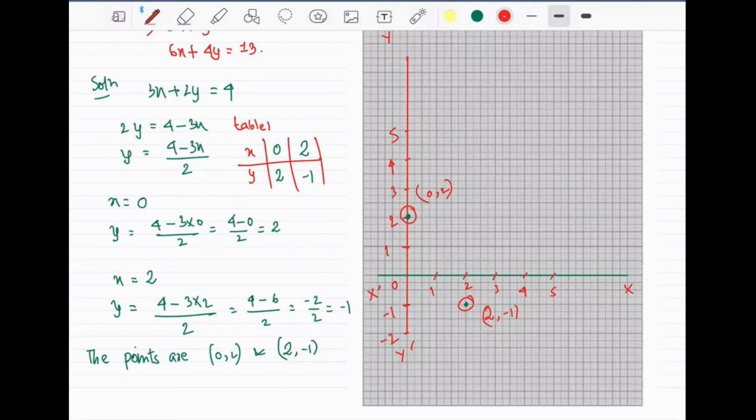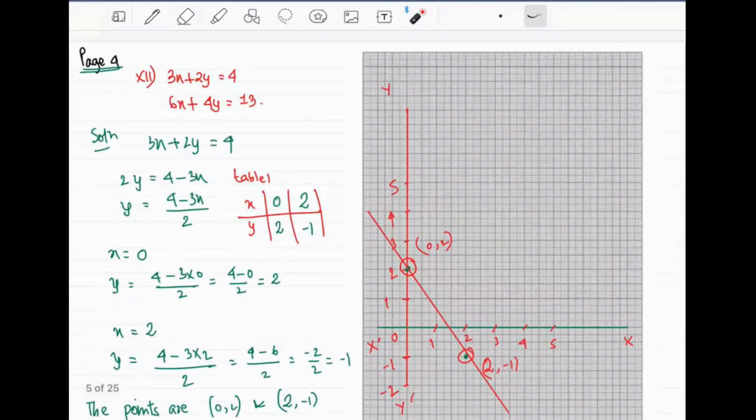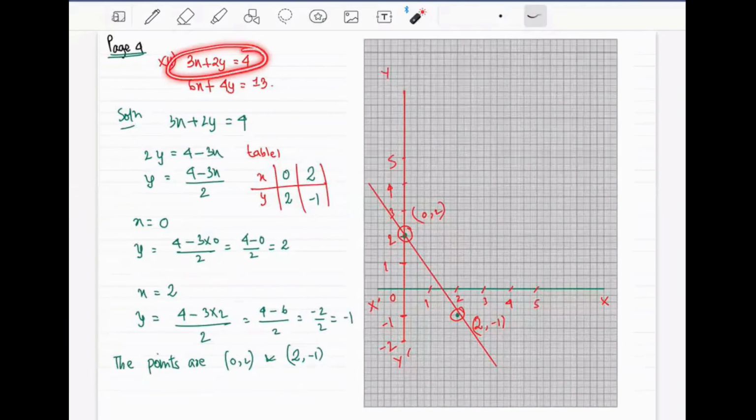Okay, now let's just join the 2 points in order to obtain our graph. Okay, mistake again, let it be. So here is your graph for the first equation, 3x plus 2y is equal to 4. Here is the first graph. Okay, let's do away with the points for the first equation.